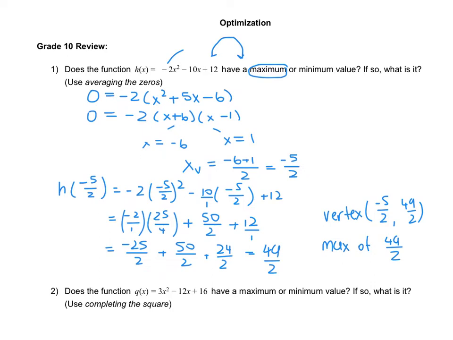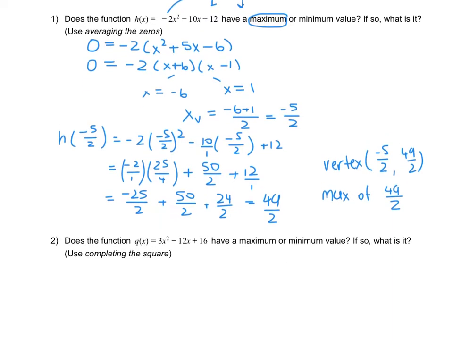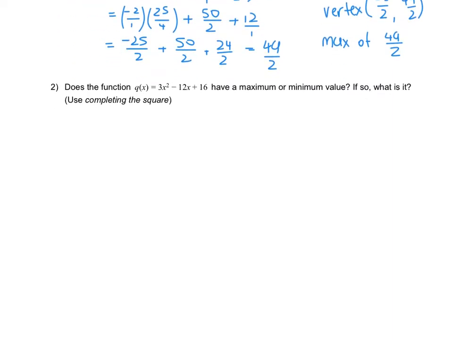This method is nice if you're given a quadratic equation that's already in factored form, or you had to factor it for another reason. Completing the square is ideal if you can't factor your expression or it's already in standard form. So does the function q of x have a max or a min? Well, our a value here is positive, meaning our parabola opens up. So we do have a minimum.